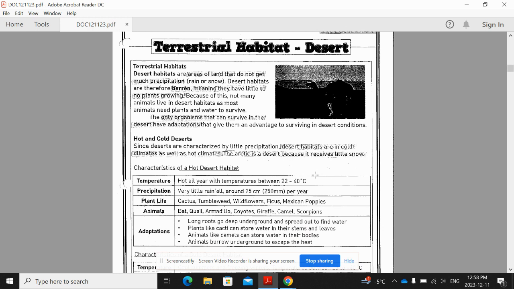The only organisms that can survive in the desert have adaptations that give them an advantage to surviving in desert conditions. Hot and cold deserts. Since deserts are characterized by little precipitation, desert habitats are in cold climates as well as hot climates. The Arctic is a desert because it receives little snow.